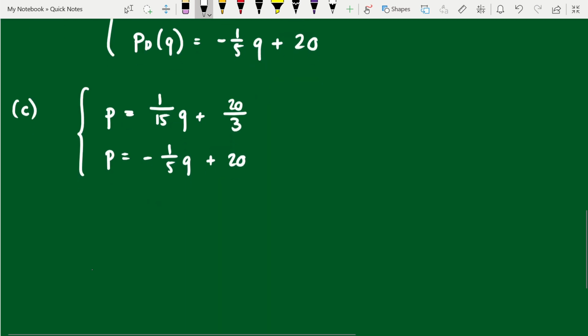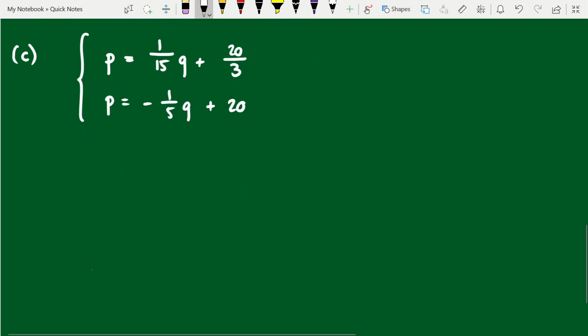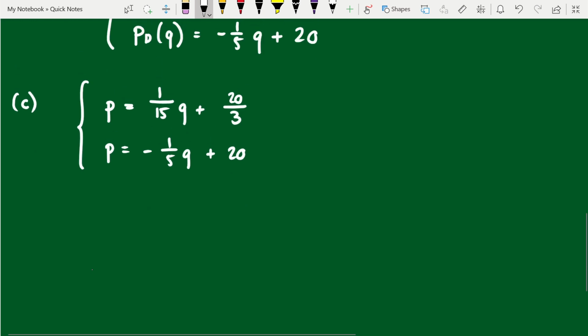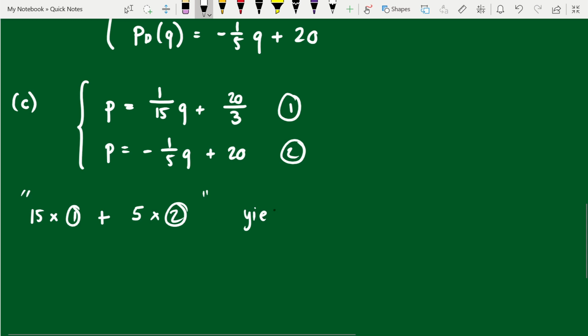Okay, we have a system of simultaneous equations. Let's solve them and see if the corresponding solution is exactly the same as the equilibrium solution we found from part 6a. I will label the first equation 1, the second equation 2. The simplest thing to do, I would argue here, is, well, it's not necessarily the simplest, but it's the method that I like. I'll take 15 times equation 1 and add 5 times equation 2. And this will yield the following.